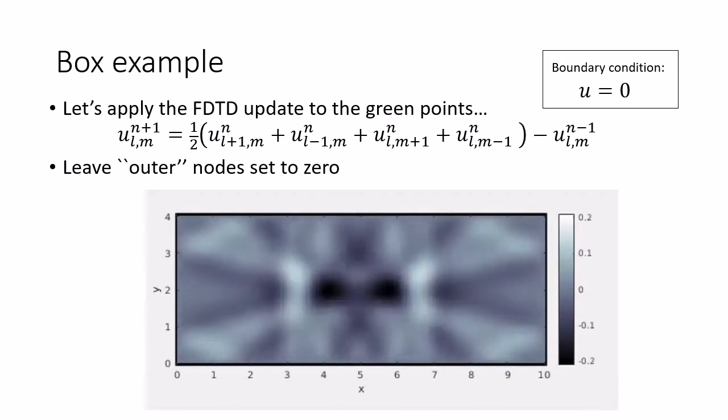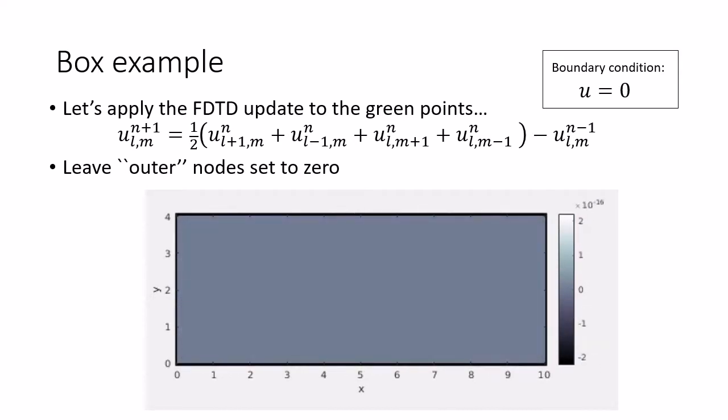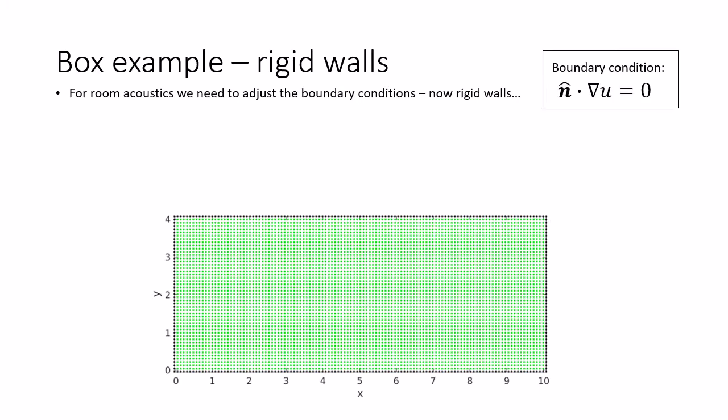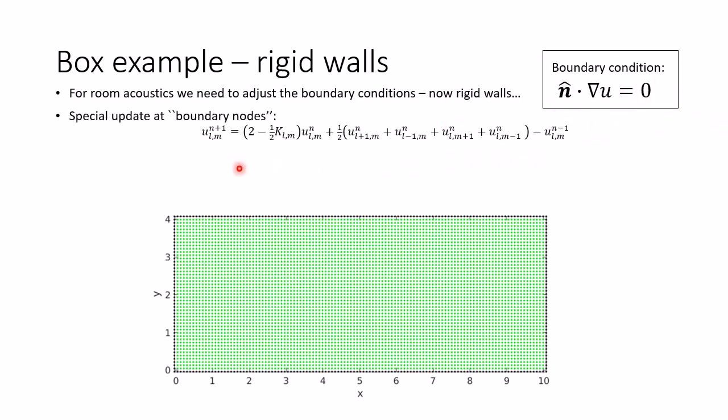In a room, in the most basic model, you would have free boundaries. So we need to do a bit more work to get that. Free boundaries correspond to rigid walls, and we need a new boundary condition for this. Now we have a boundary condition in terms of the spatial derivative, in the direction of the normal vector at the boundary pointing outwards. That's this n hat. This can be discretized with finite differences and substituted back into our update equation.